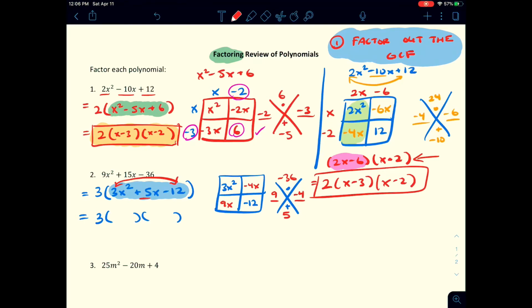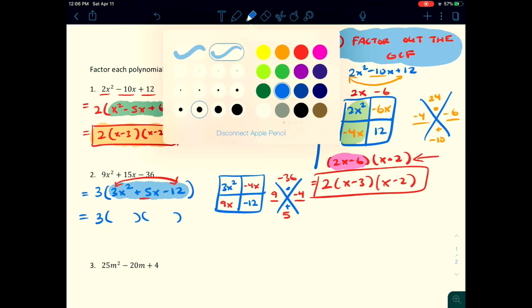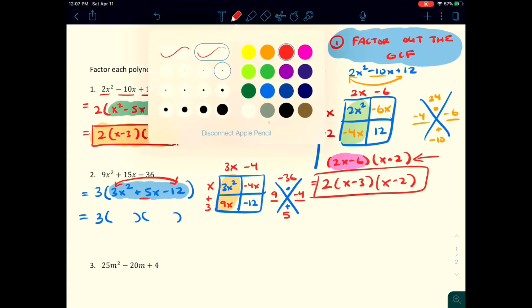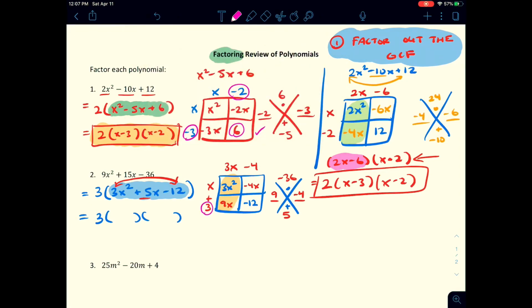And then from here, you want to pick any row or column and find the greatest common factor. So what I'm going to do here is I'm going to choose the first column, 3x squared and 9x. The greatest common factor of those two terms will be 3x. And then from there, we can kind of fill out the rest of the table. There would be an x there, minus 4 here, plus 3 here. And then you can do a quick little check. 3 times negative 4 is negative 12, which is nice.